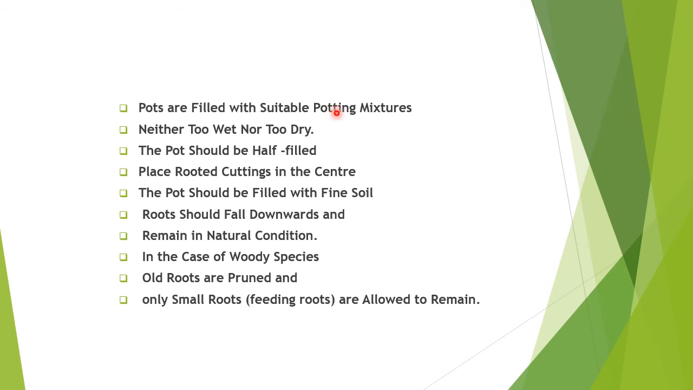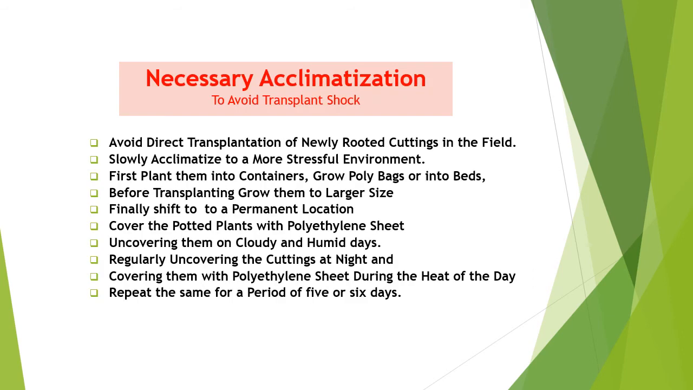Pots are filled with suitable potting mixtures. They should neither be too wet nor too dry. The pot should be half filled, and then place rooted cuttings in the center. The pot should be filled with fine soil. Roots should fall downward and remain in natural condition. In case of woody species, old roots are pruned, and only small roots, which we call the feeding roots, are allowed to remain. This is how you place the rooted plant in a pot.